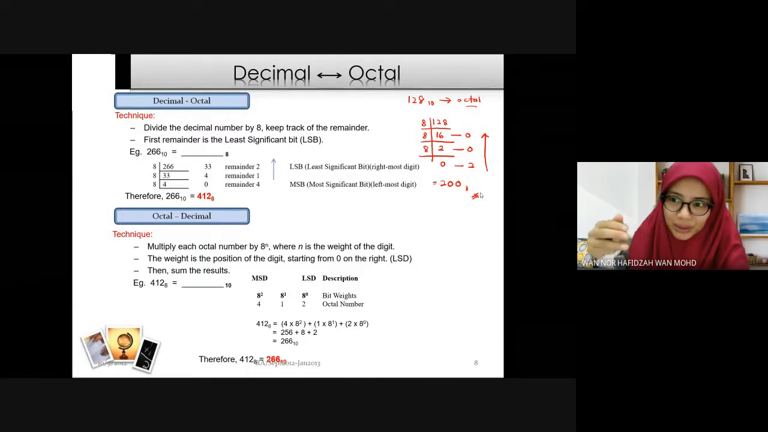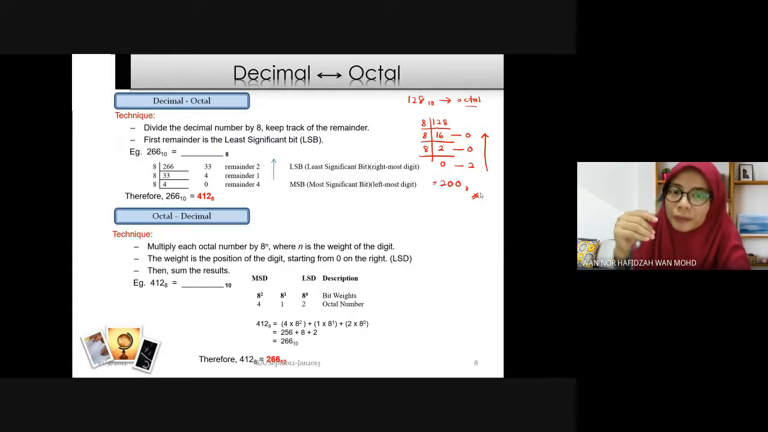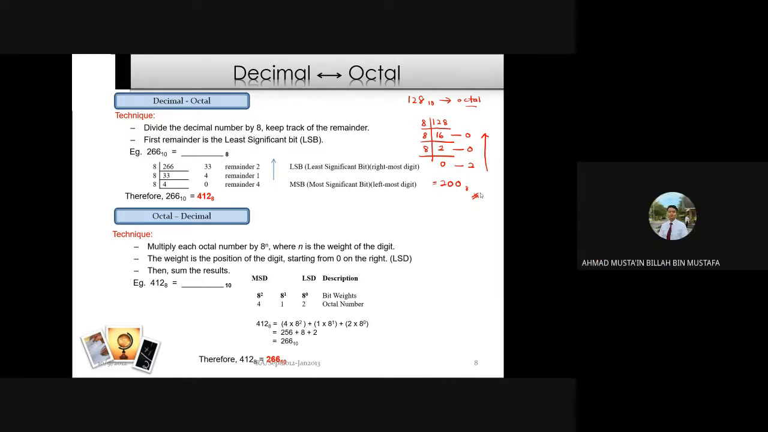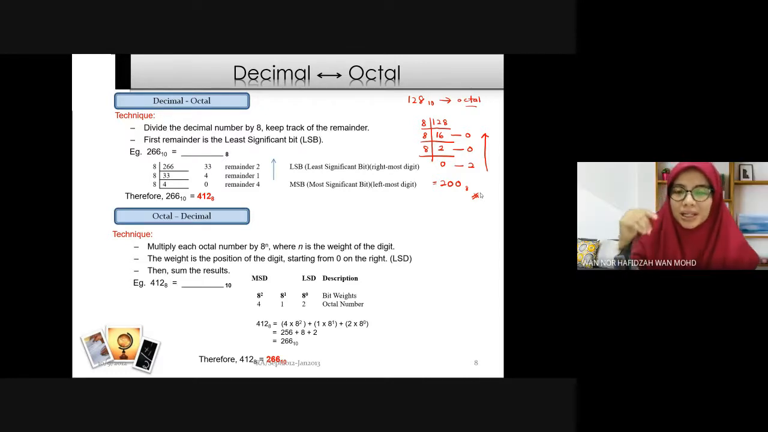Dia mesti bawah daripada 8, less than 8. Tak boleh. Kalau 8, we know that the answer would be 1. Faham tak? Faham? Madam. Okay. So the remainder must be less than that number. That base lah. Okay? Okay. I think this is easy, right? So let's try for another number.